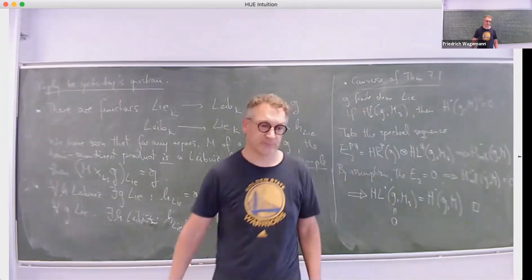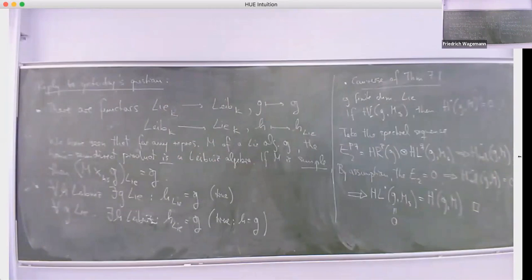So you see that one always has to use the hypothesis two times. One time in order to make these spectral sequences collapse, and then you use it once more. And this is exactly the same reasoning which we will have in our main theorem. So maybe that was a good idea to present it to you already here. Maybe you have questions? Okay.